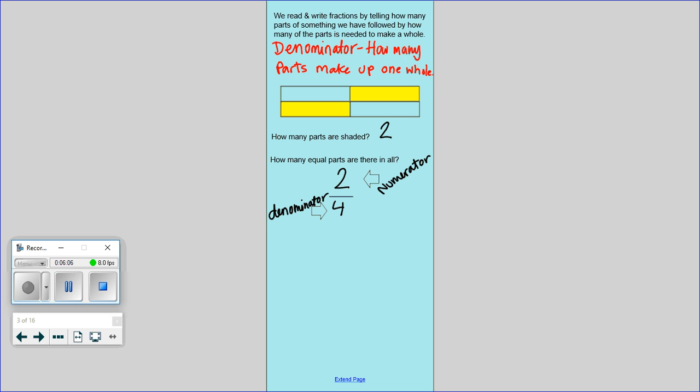Now, this will also work as division for other problems. So let's say I have the fraction 1/2. If I want to read that, write this down please, as a division equation, it's going to be 1 divided by 2.